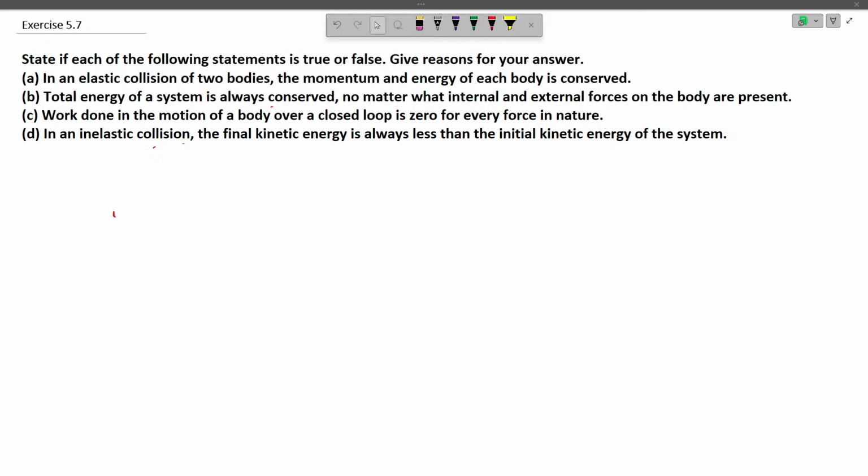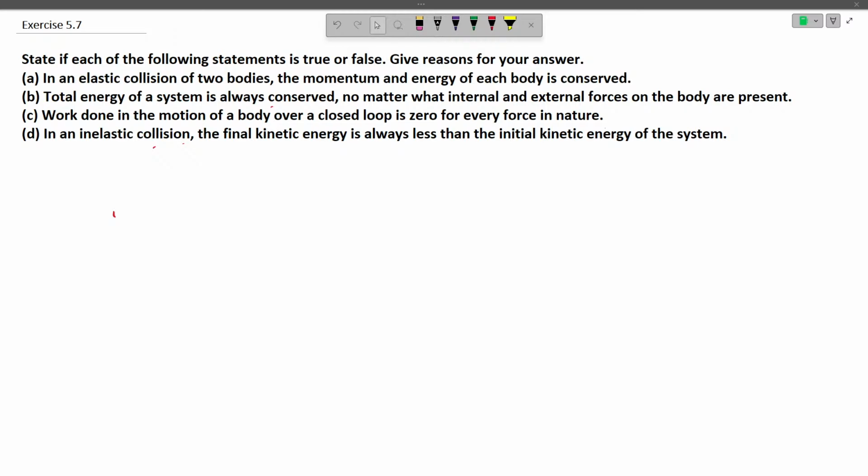Total energy of the system is always conserved, no matter what internal and external forces of the body are present. This is again false. The total energy of the system includes all forms of energy, that is the kinetic energy, potential energy, and thermal energy. According to the law of conservation of energy, total energy in a closed system is conserved. However, if external forces act on the system, they can do work on the system, converting energy from one form to another. So it can't be said that total energy of the system is always conserved. It is only conserved when there is no external force acting on the body.